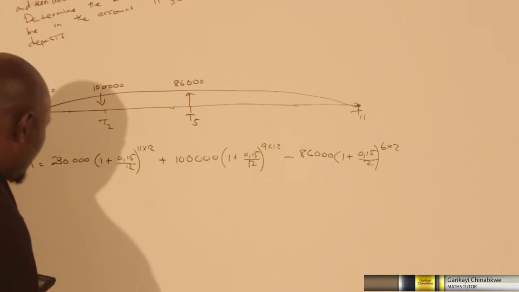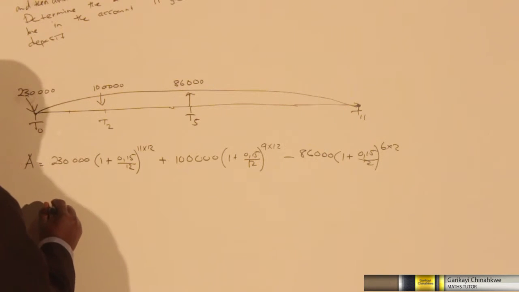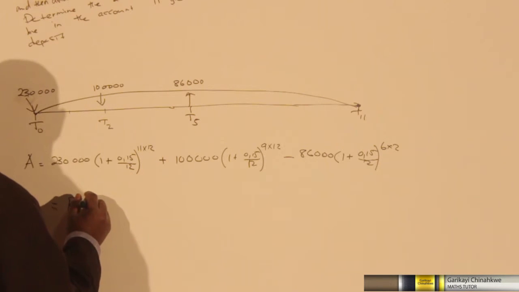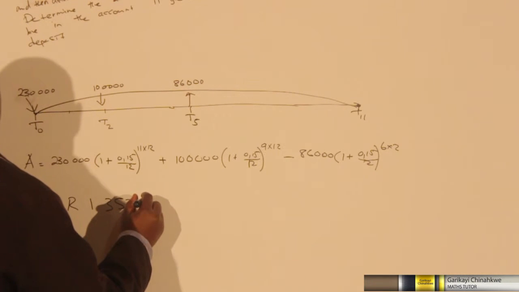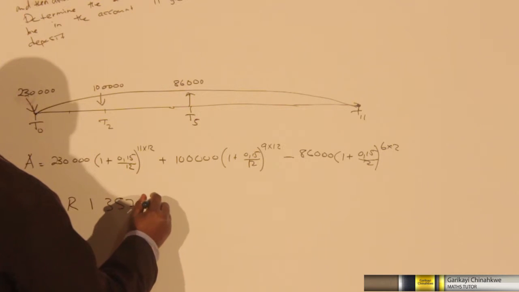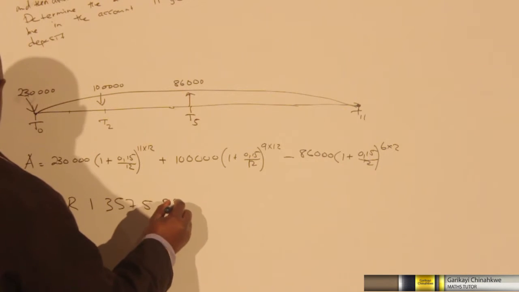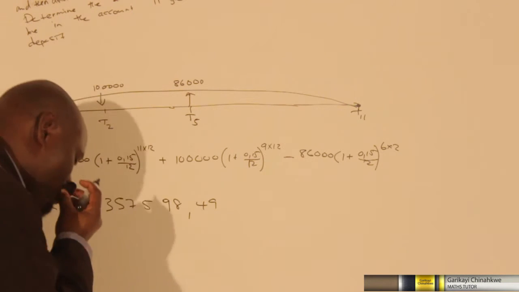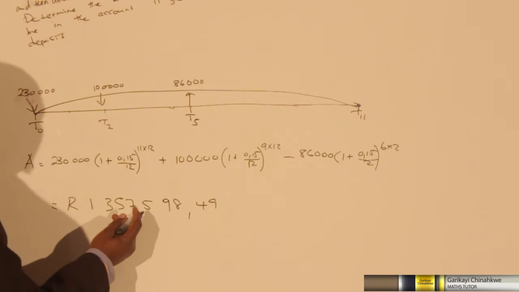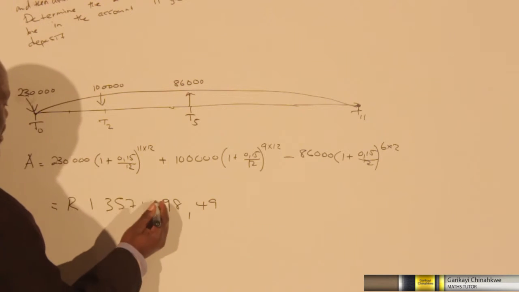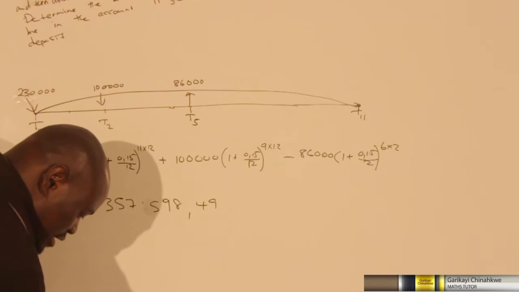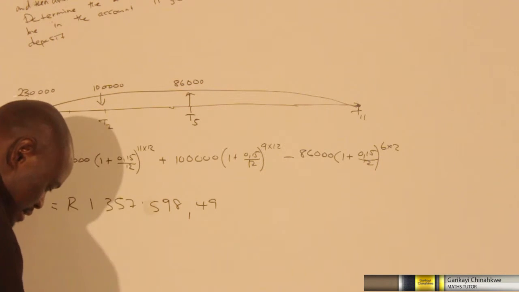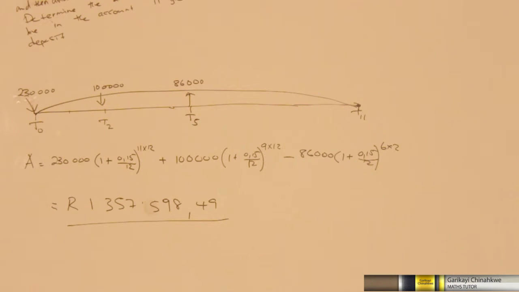All right, then the amount of money will be 1,357,598 rands and 49 cents. This is the amount that will be in the account at the end of 11 years.